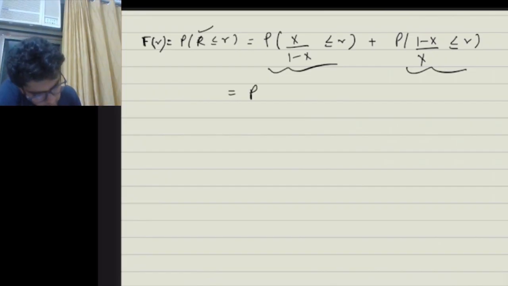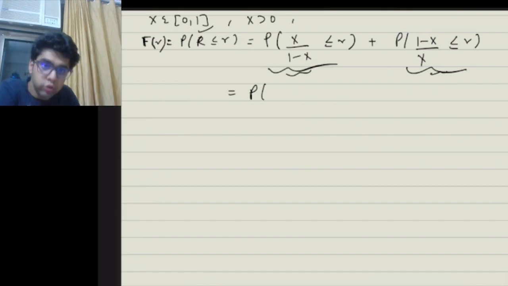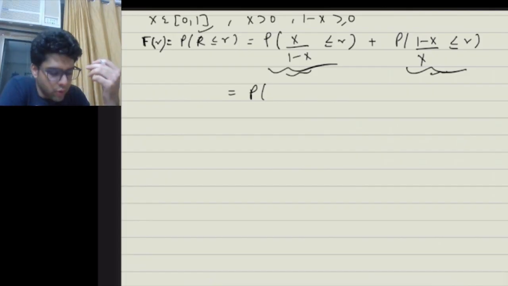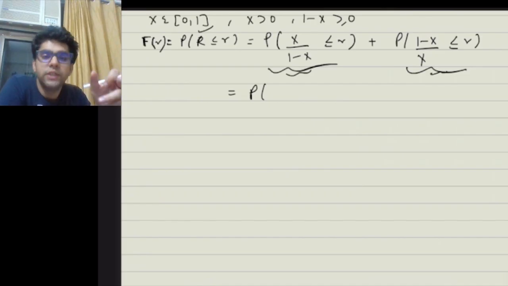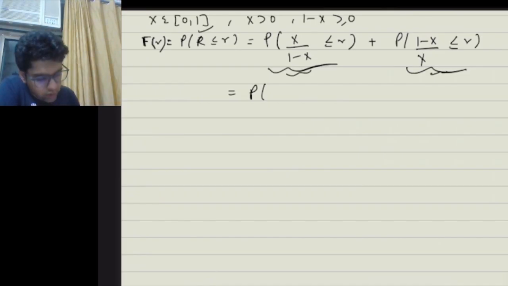So I'll try to convert this whole term and this whole term into x. I'll take x to one side, the LHS or the RHS. Also note that x belongs to 0 to 1. That means x is positive, and 1 minus x is positive or equal to 0. Whenever x and 1 minus x are both greater than or equal to 0, we can take them to both sides without changing the inequality sign. That's why I wrote this again.